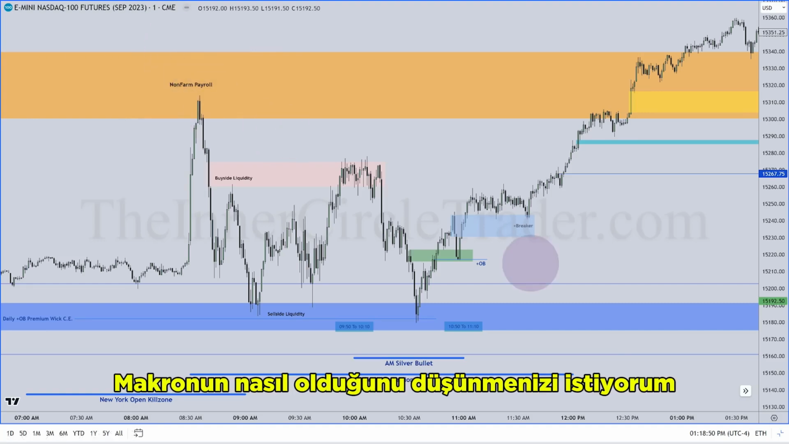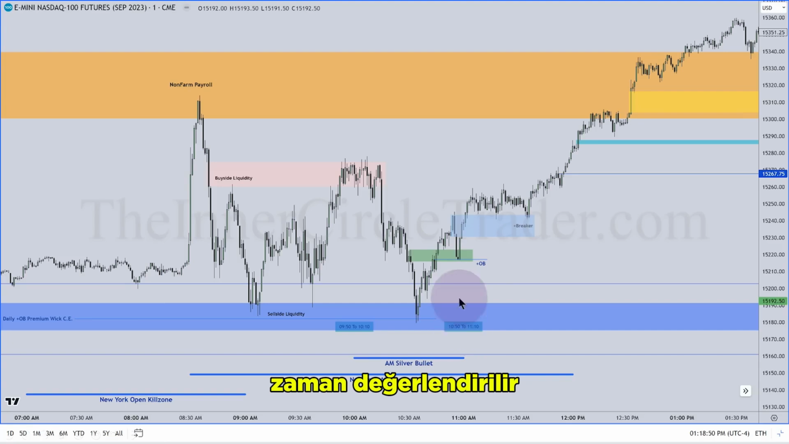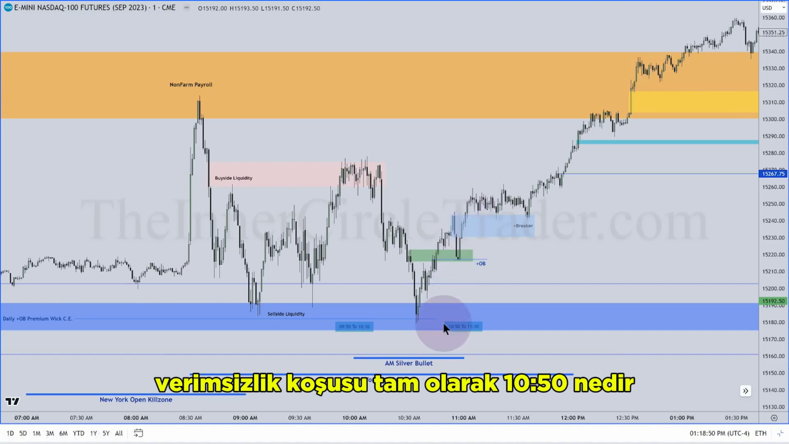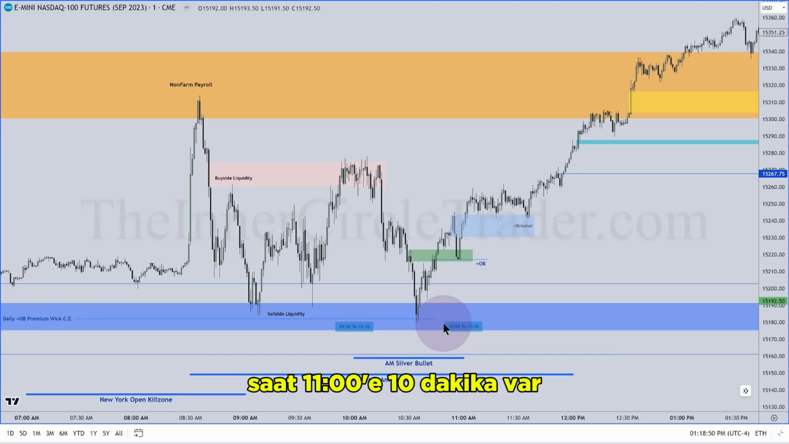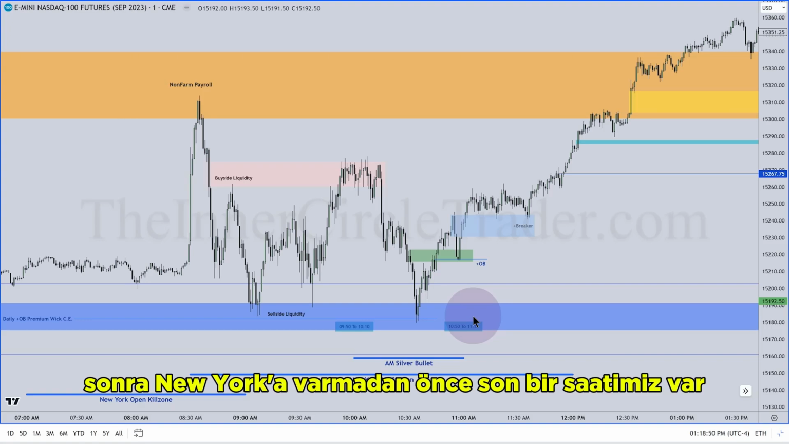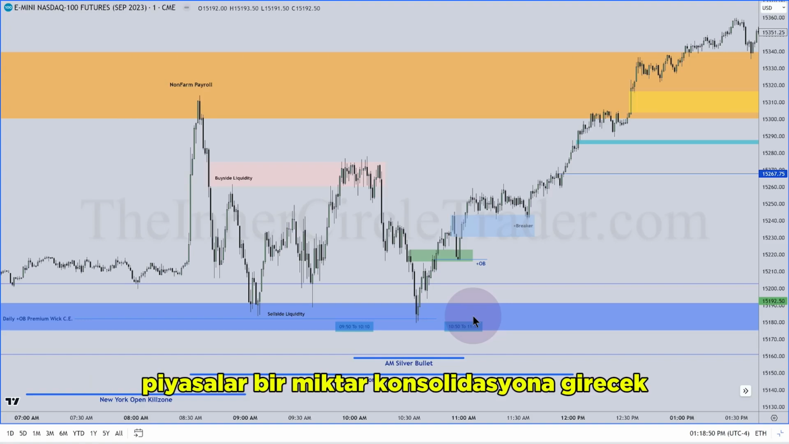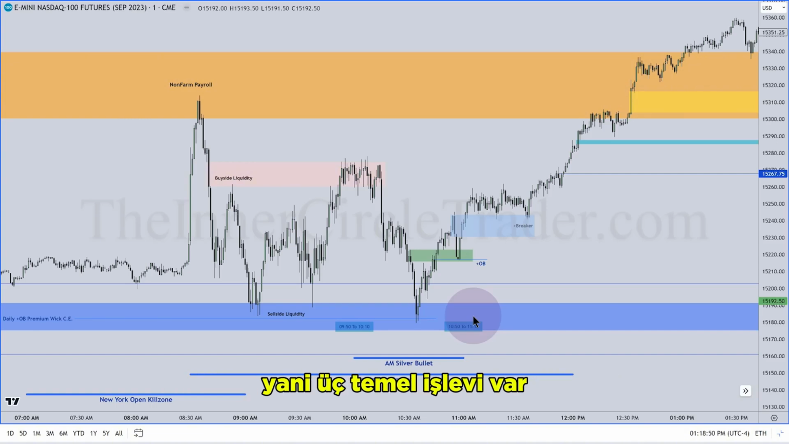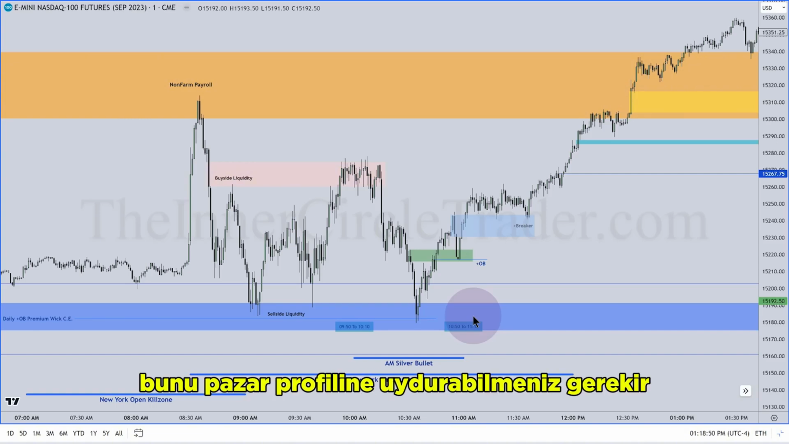I want you to think about how the macro time is utilized for the market to begin its run for liquidity, the run for inefficiency. What specifically is 10:50? Well, it's 10 minutes before 11 o'clock. That's essentially the height of London close for Forex. Then we have the last hour before we get to New York lunch. The markets will enter some measure of consolidation going into lunch. It'll run for liquidity, or it can reverse. So there are three primary functions that the lunch hour will do. You have to be able to fit that into the market profile for that particular day.